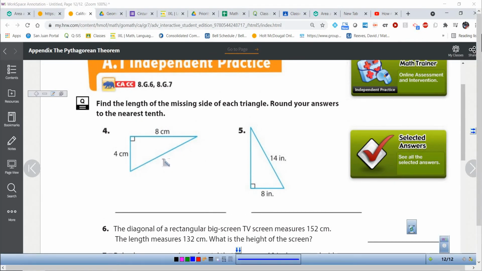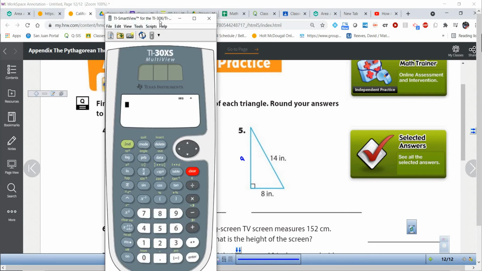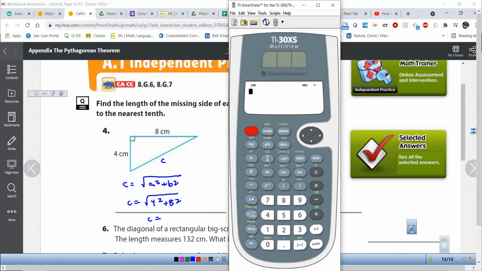All right, so this one right here, the missing side is C. So to find C, C is going to be the square root of A squared plus B squared. All right, so C is going to be the square root of 4 squared plus 8 squared. I'm going to go to my handy dandy calculator, clear out what I have. Second x squared to get my square root. 4 squared plus 8 squared. Close the parentheses. And I get that C is equal to.